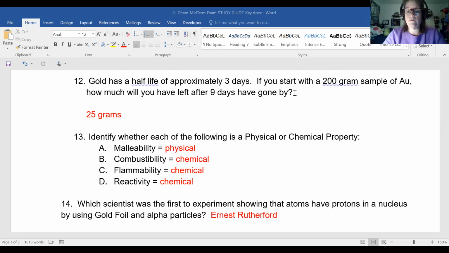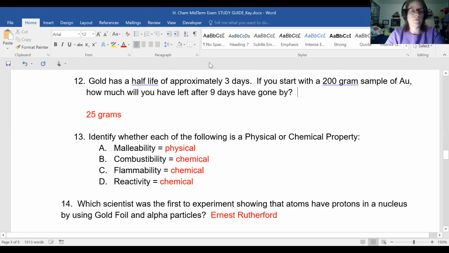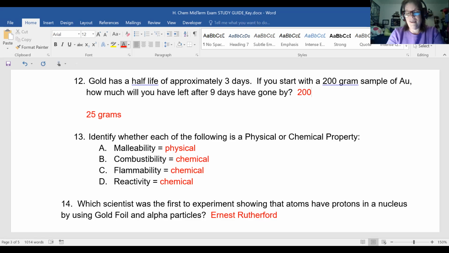Let me see if I can at least type it. So 200, put it in red, 200. We want to halve it. I'm trying to think the best way to do this. Divided by 2, I guess. That's 1 half-life. Gives you 100. We said 3 half-lives have passed. All right, so that's 1 half-life. 100 divided by 2 is equal to 50.